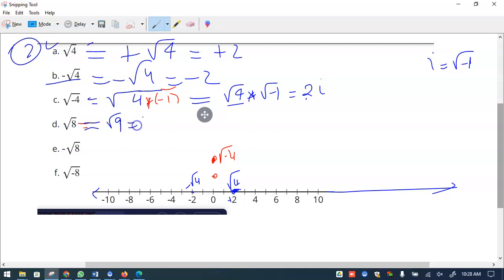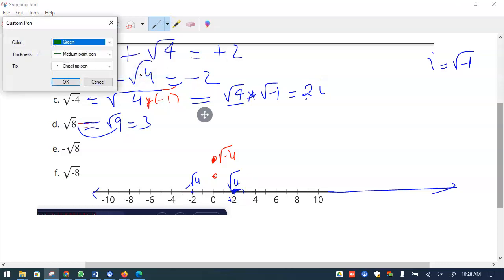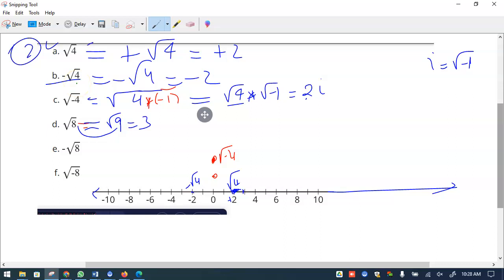We know square root of 9 is 3. So 8 is smaller than 9. So that means if this is 3, this will be somewhere here. So I'll put it somewhere here. So this is square root of 8.